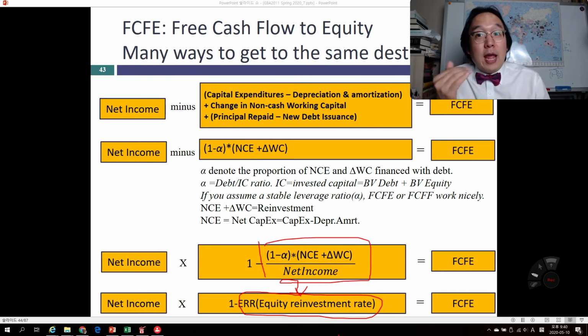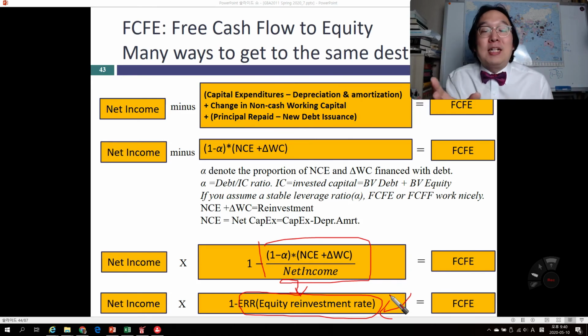The reinvestment, NCE and change in working capital, right? The proportionate figure that comes from 1 minus debt to invested capital ratio, and the whole thing divided by net income, that will be your equity reinvestment rate. Why do you need this? Well, you are going to see this later on. Depending on your assumptions going into the future, you will simply impose net income, starting from net income. As long as I have some good idea about equity reinvestment rate, I'm good to go to calculate FCFE.